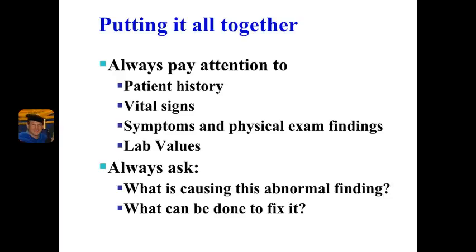And then in terms of most important in terms of potentially killing the patient quickly, potassium is the most important. Always ask yourself, what's causing this abnormal finding? Look back at the patient history. Is there anything that you can see in the patient history that might be causing it? And then the next question is, what can be done to fix the problem? If you know what's causing it, it should help you to know how to fix it.